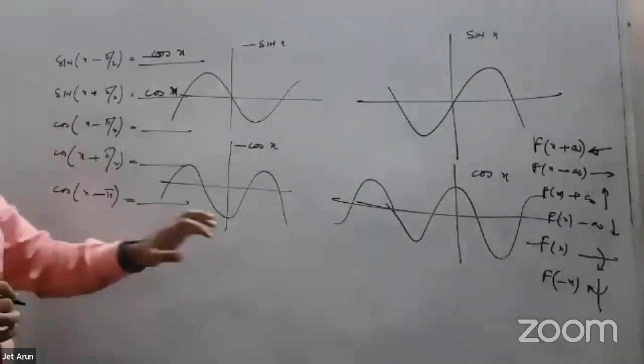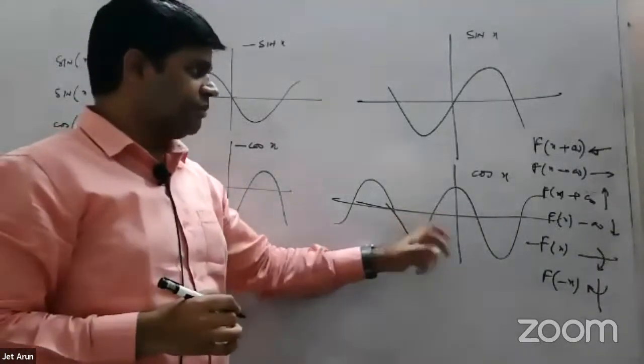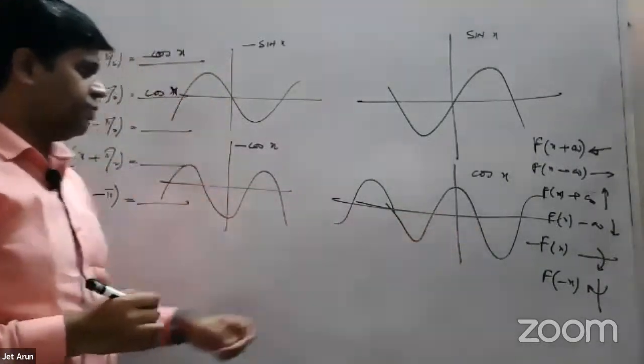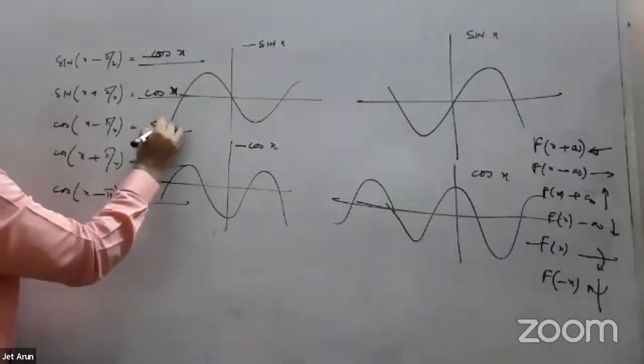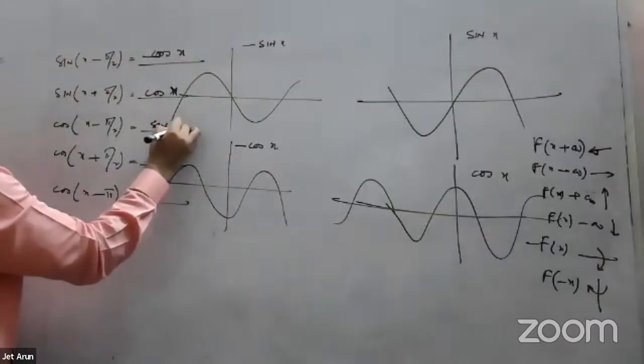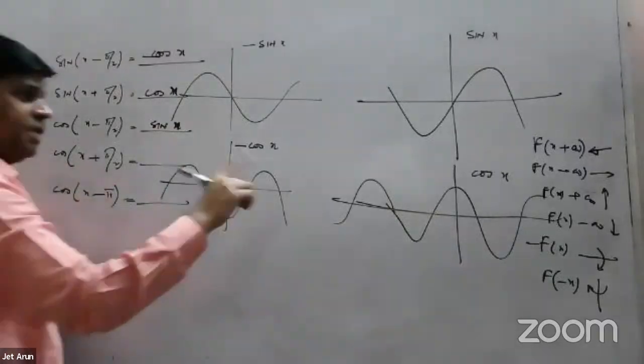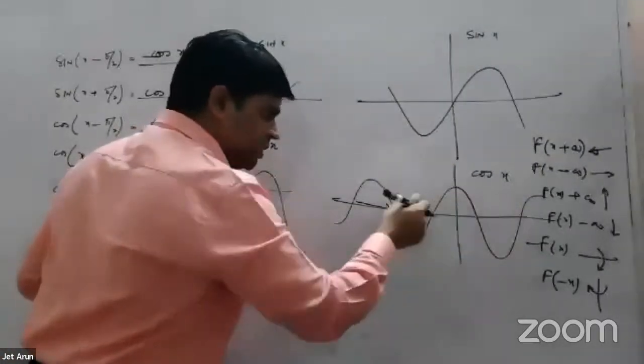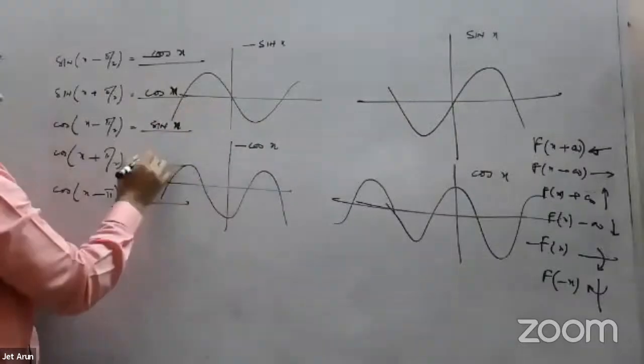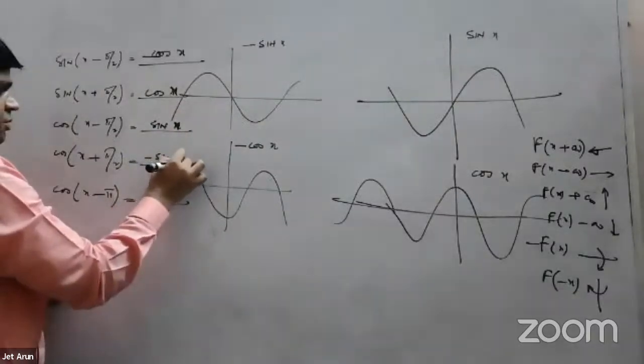Cos of x minus pi by 2: I shift it towards right by pi by 2, so I get sin x. Cos x plus pi by 2: I shift this cos towards left by pi by 2, what I get is this graph, minus sin x.